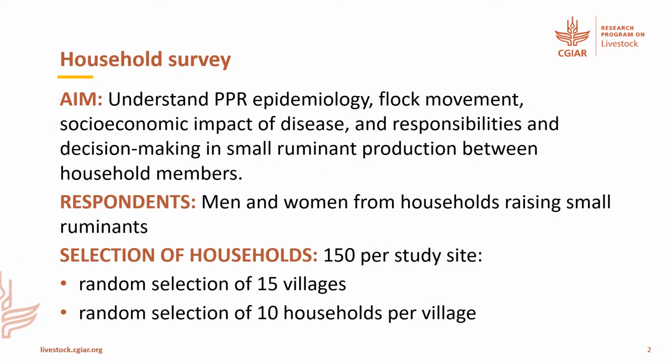The household survey is a cross-sectional study that will be administered to a random sample of 150 households from each study site in each project country. The aim of the survey is to understand PPR epidemiology, flock movement, socioeconomic impact of disease, and responsibilities and decision-making in small ruminant production between household members. The respondents of the survey are men and women from households raising small ruminants.